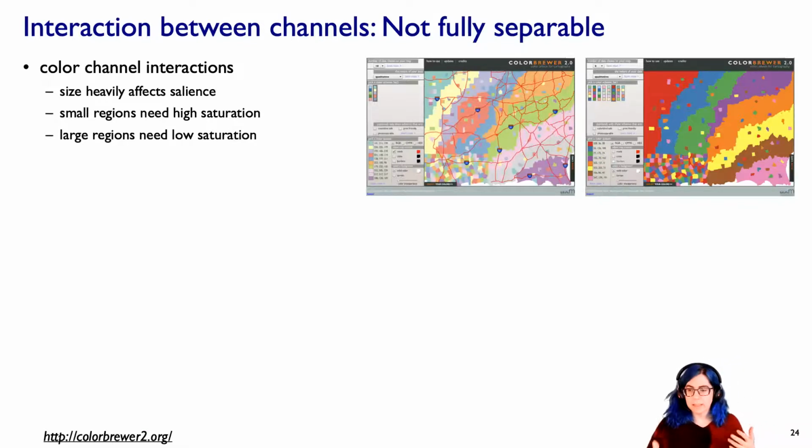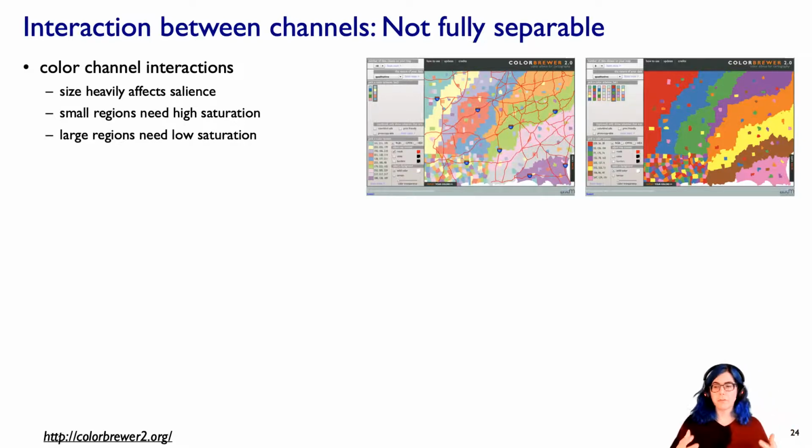So I alluded to this idea that maybe there's some interaction between channels. We really have to be careful about this with color. Color does not have separable characteristics. In particular, as I mentioned, size heavily affects the salience of color. So, in particular, if you have small regions, you need highly saturated colors to be able to even notice them. That's why we have highly saturated red maps on top of these larger background swaths of pale, more unsaturated colors in the map on the left.